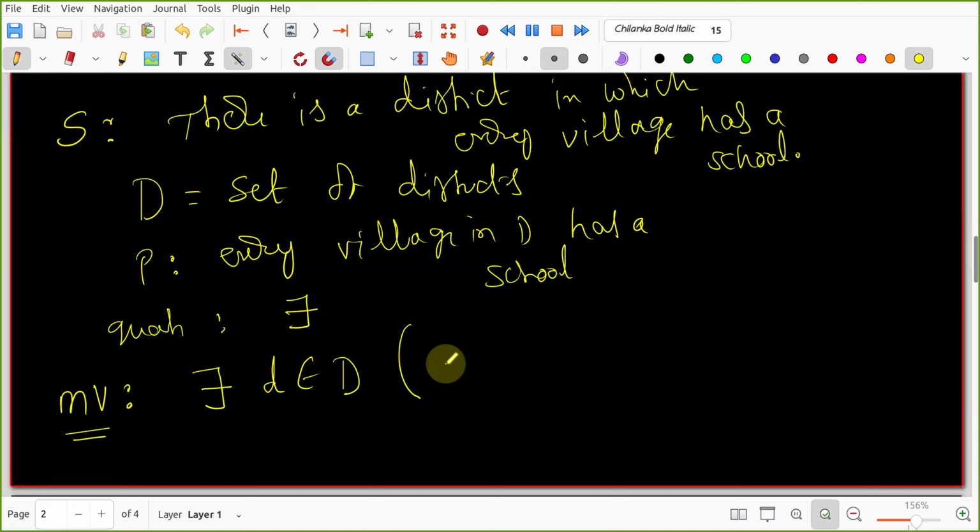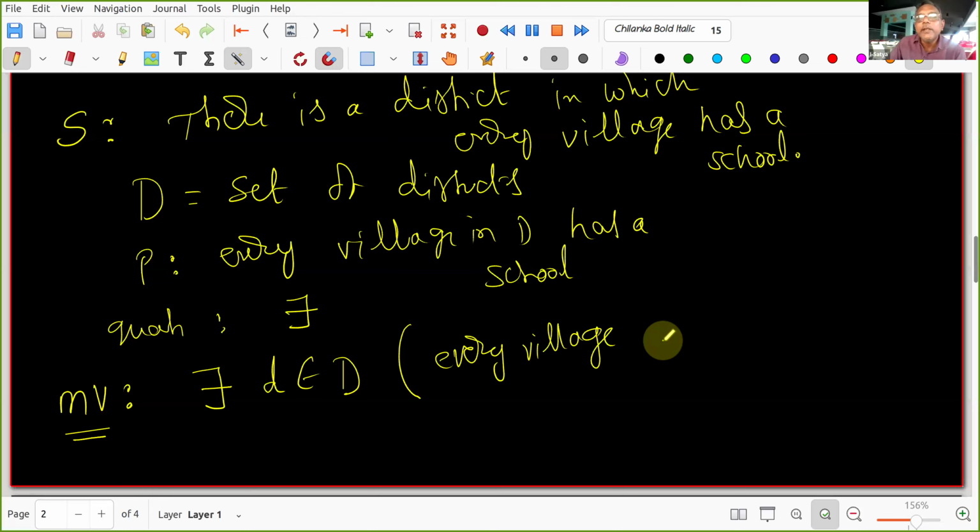Every village in D has a school. Which D? Small d. Very good. Why small d? Because that is the element we are taking, one district. Wonderful. D is not a district; D is a set that contains all districts. In that, you took one district. Every village in d has a school. Is it clear to all of you? Tick yes if it is clear to you.